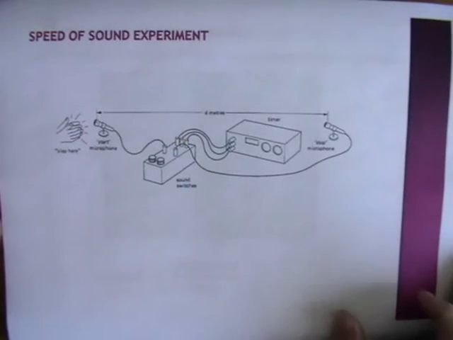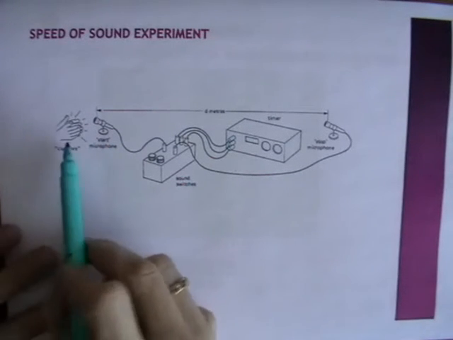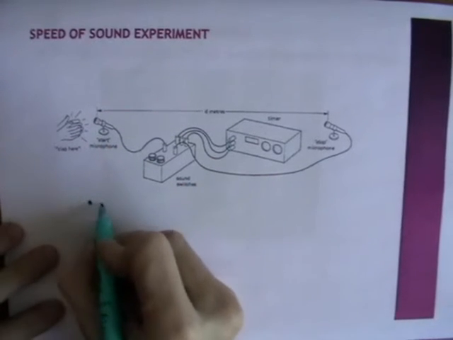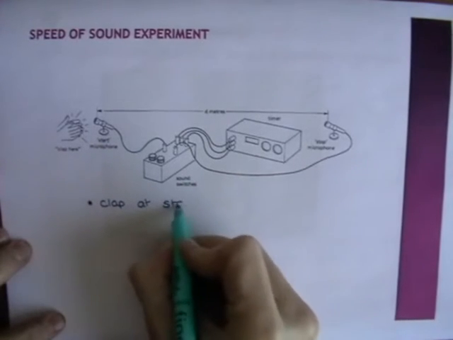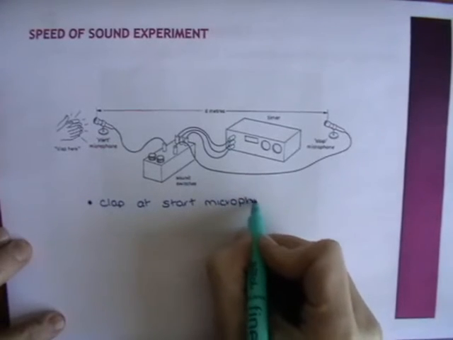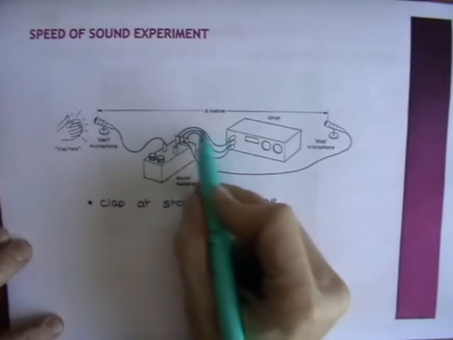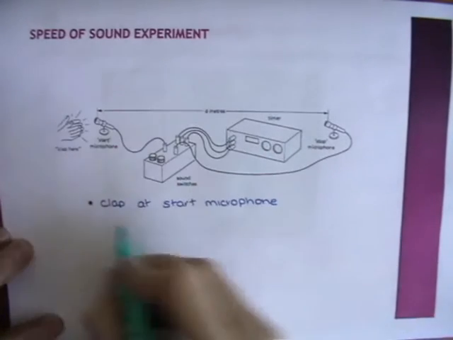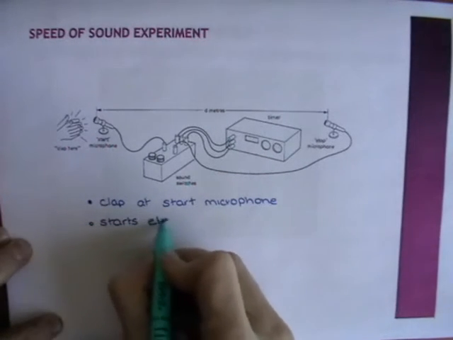Right, this diagram shows the speed of sound experiment. What you have here is someone clapping at a start microphone. So you clap at the start microphone, and when you do that, that starts connected in this circuit here. You don't need to know the ins and outs of it, but what you do need to know is it starts a timer. So it starts an electronic timer.